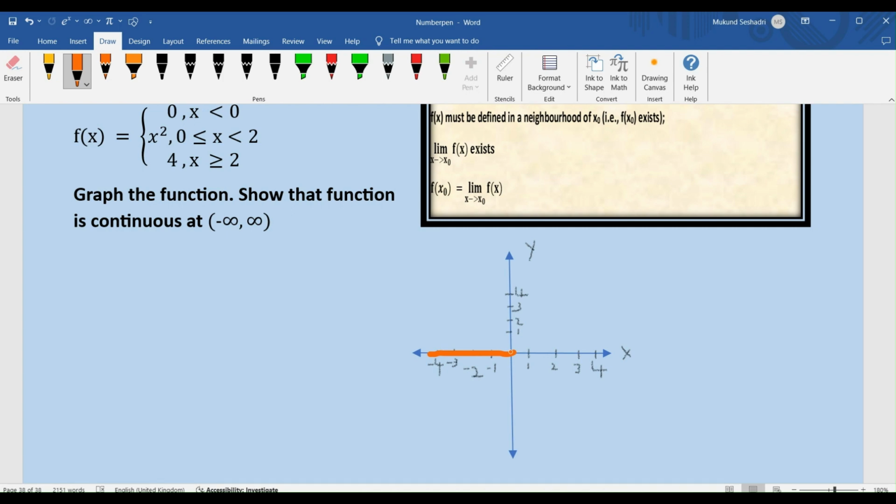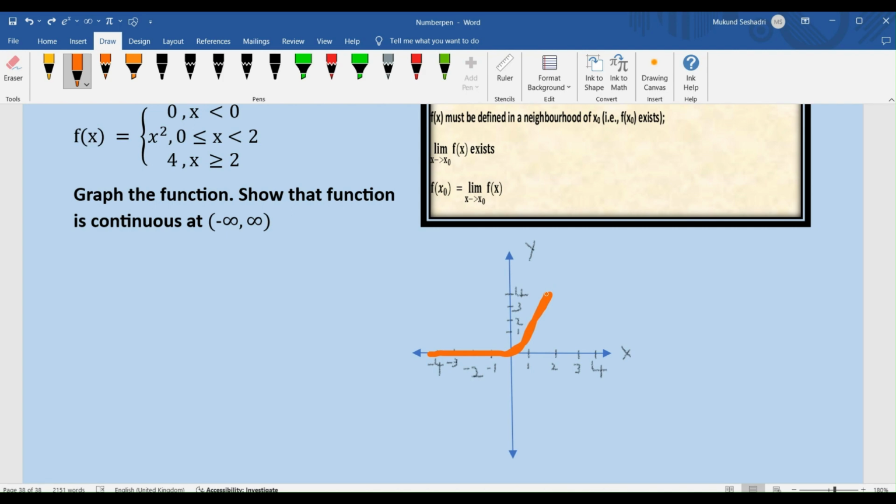Now I see that for values greater than 0 and up to 2, not including 2, my function takes the parabolic equation x square, right? And how does that equation look? I'm going to draw it. At x equals 1, my function is 1, and at x equals 2, my function is 4. So I'm just marking those points for the sake of completing this.